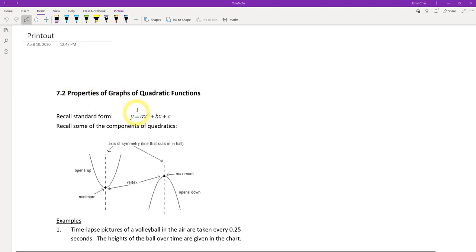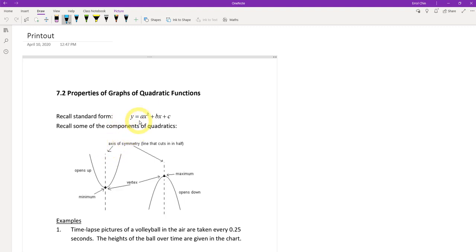All right, so this is the continuation of Chapter 7, Section 2 for FOM 11. Last lesson we ended off with being able to recognize what the values of A, B, and C do to the graph. We talked about A having the ability to open it up or open down.